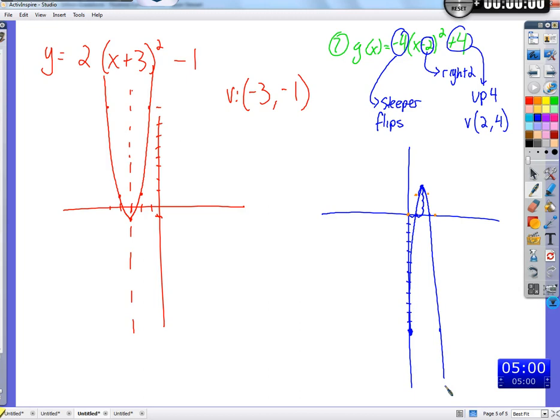So vertex form, we find the vertex, we graph the vertex, that's left and right shift, up and down shift, that's both of those things all tied up in that one thing right there. And then from there, we just need to make sure that it opens up or down, whatever it should be doing, and if it's as steep as it should be.